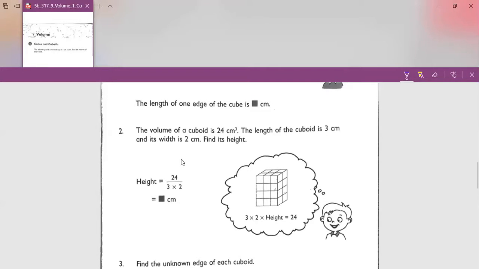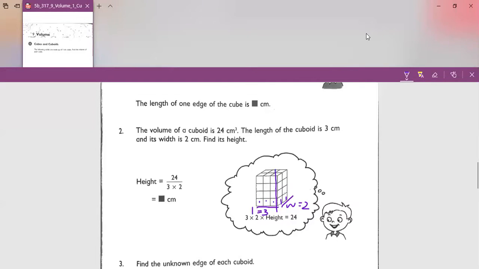Excellent. So this is what it tells us. The volume for this cuboid is 24 centimeters cubed. It says the length is 3, so this is the length, equal to 3. You can see it's 1, 2, 3. And then the width is this side, equal to 2. You can see it's 1, 2. So we're still missing the height, right?